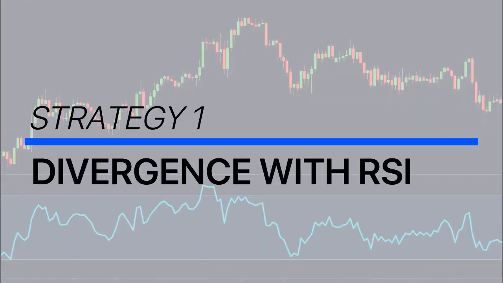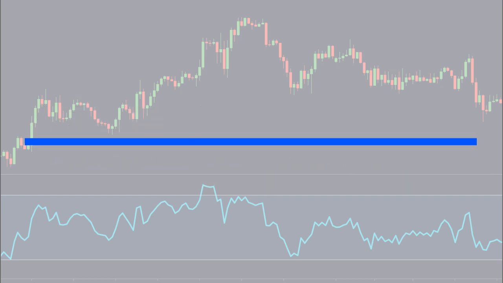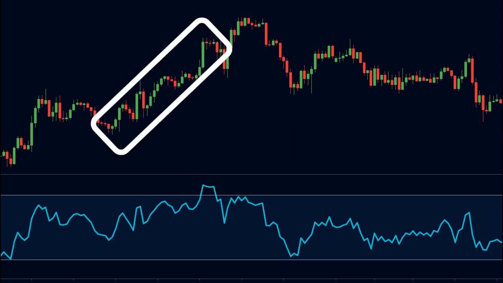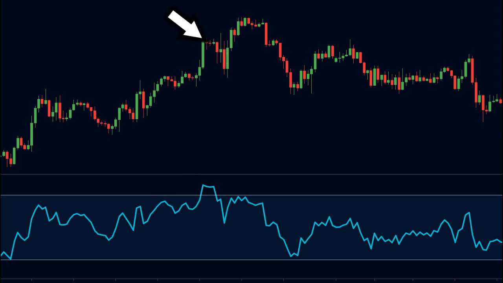Now, let us find divergence using the RSI indicator. So, here is the RSI indicator. Here we see that the price makes a strong up move, creates a swing high, and makes a pullback. The swing high is replicated on the RSI at this point.